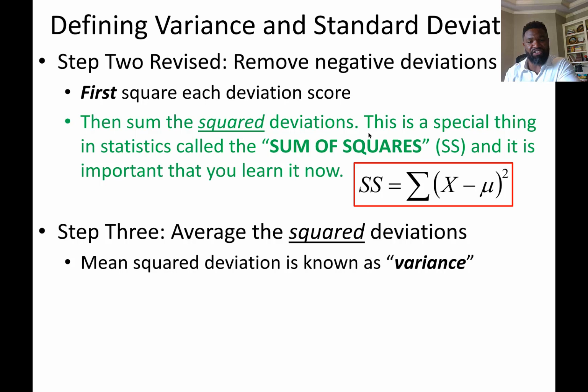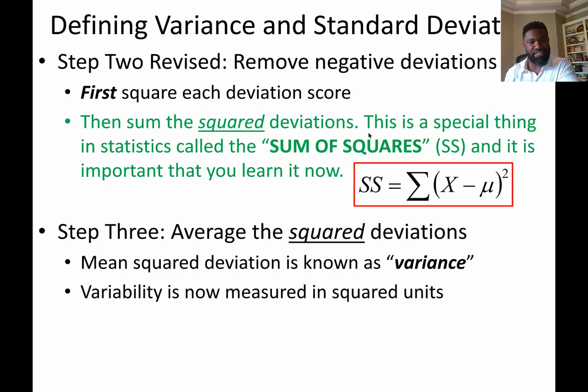Now, we're going to get the average of those things. So the sum of squares is divided by the thing on the bottom, which is either n or n minus 1, depending on whether it's a sample formula or a population formula. The mean squared deviation is known as variance.